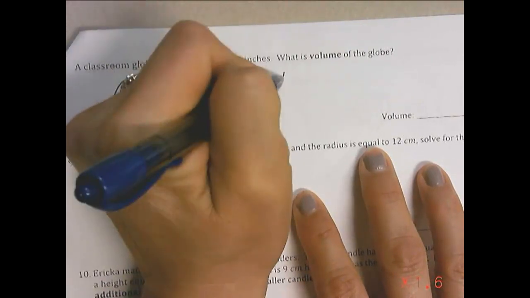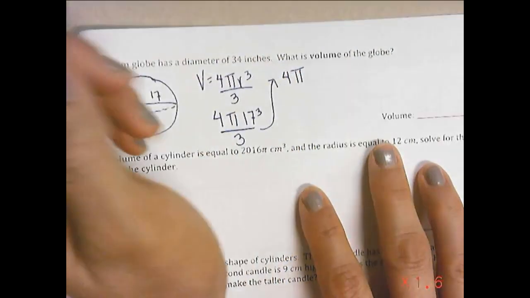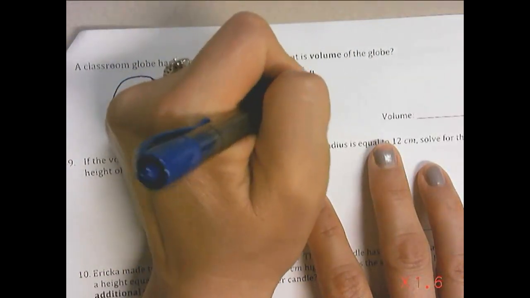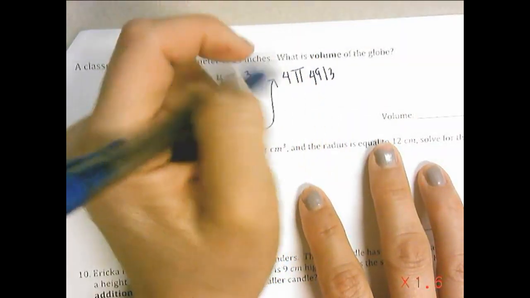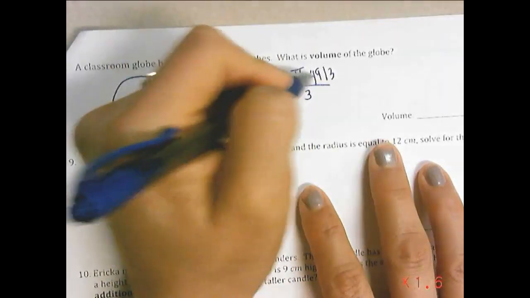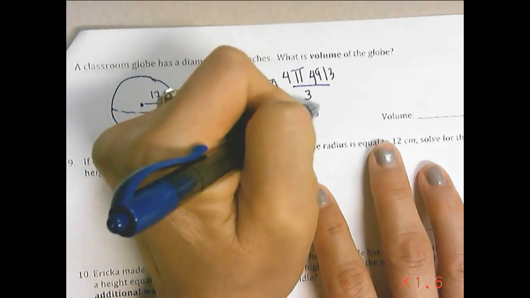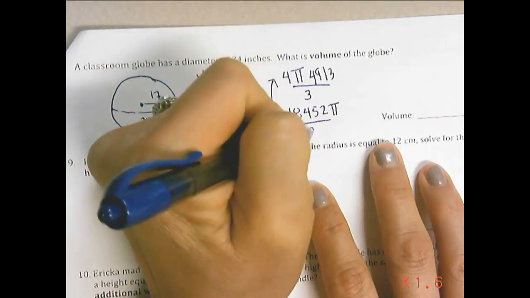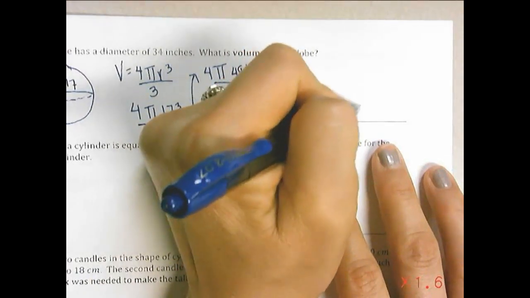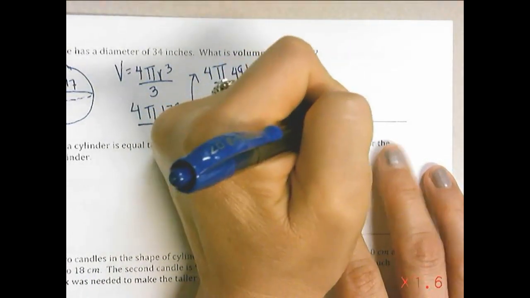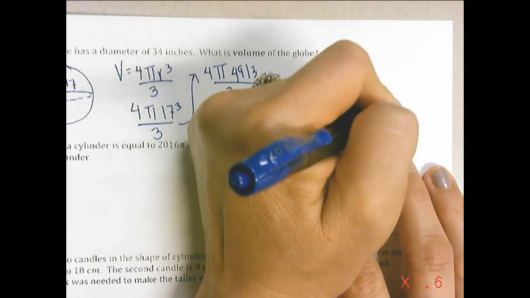Well, that's going to be 4 pi times 17 cubed, which is going to be 4,913, all over 3. I'm going to multiply those two and get 18,452 pi and divide it by 3. And then my final answer will be 6,550.67 pi inches cubed.